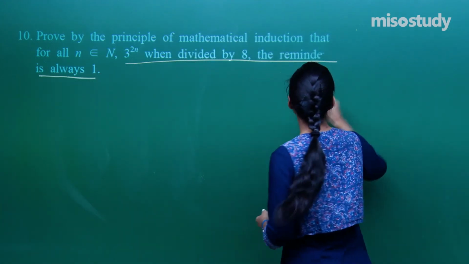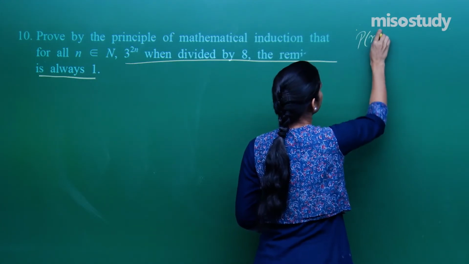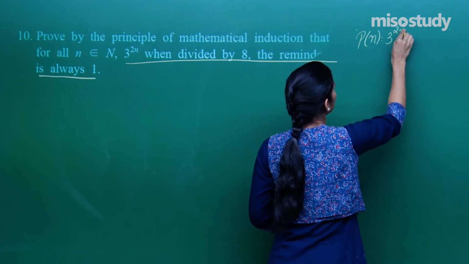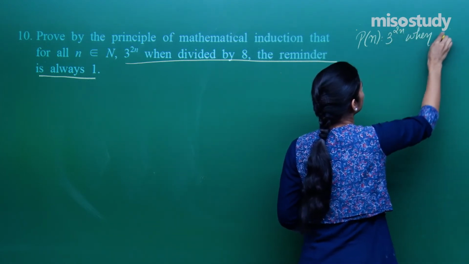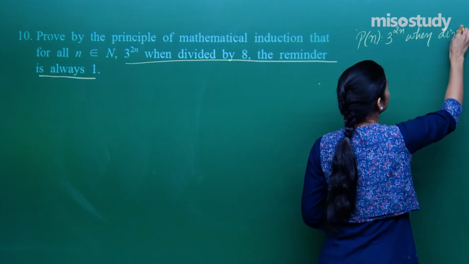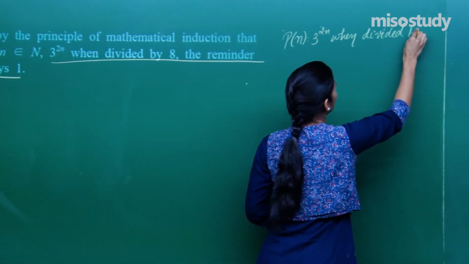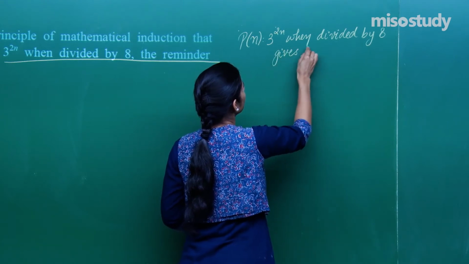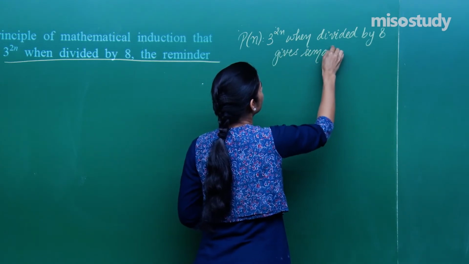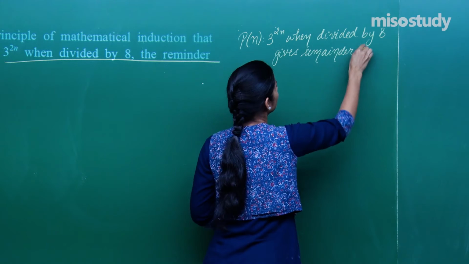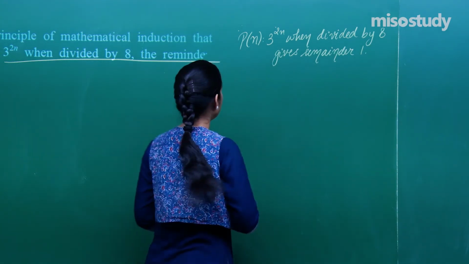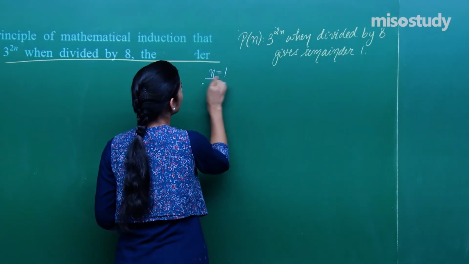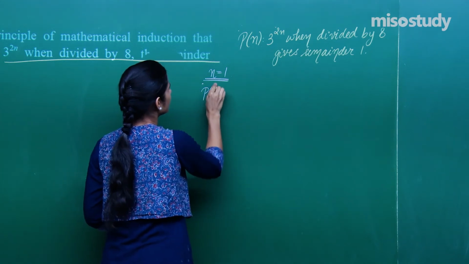That's my Pn. So write down Pn: 3 to the power 2n when divided by 8 gives remainder 1. N equals 1, P1.